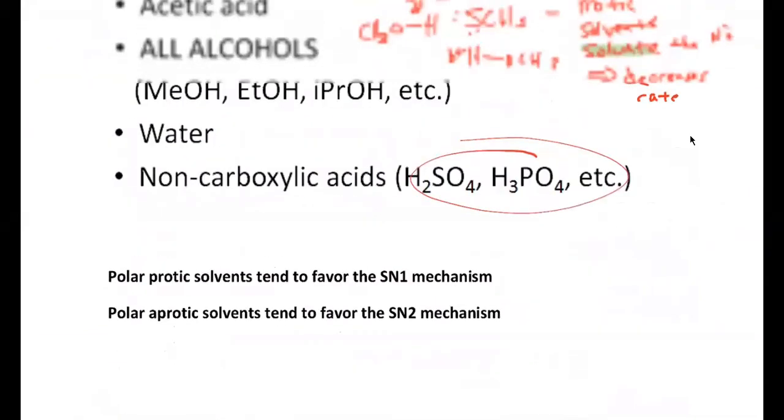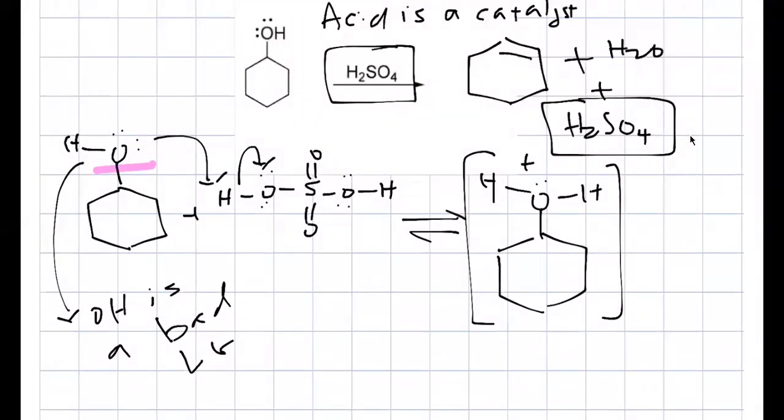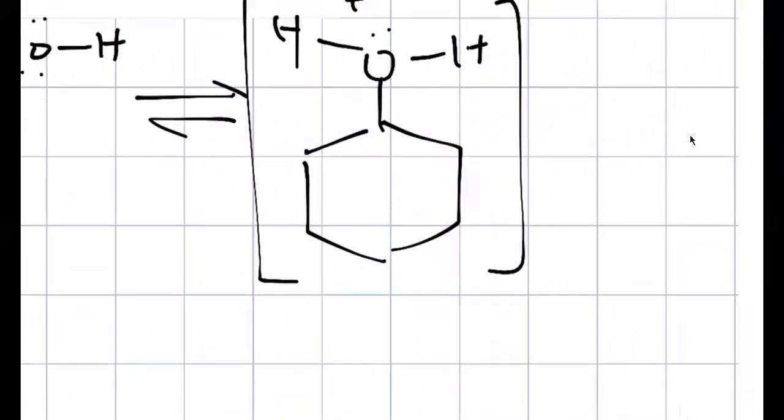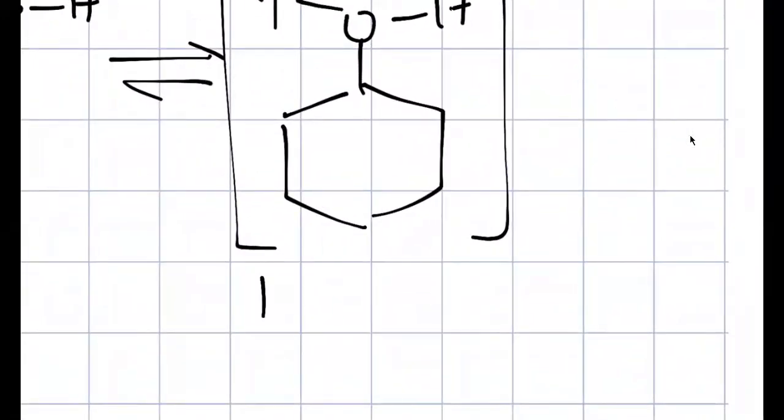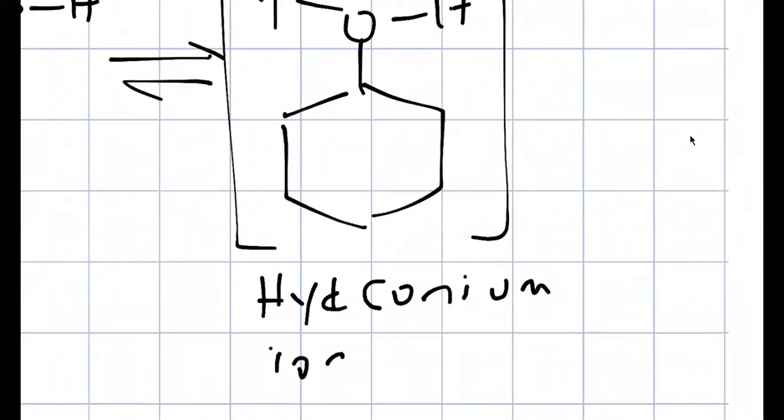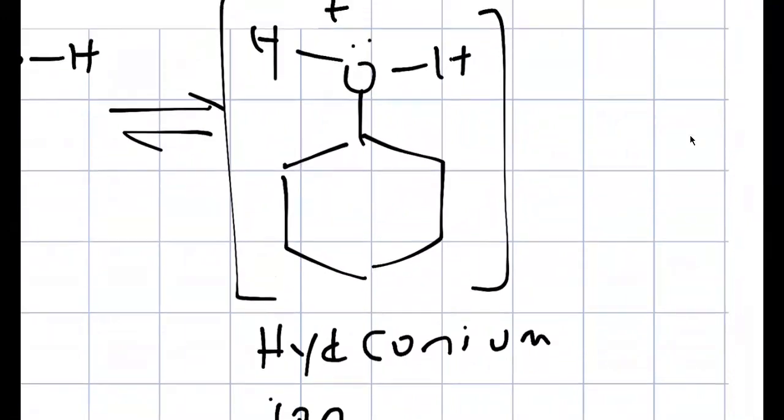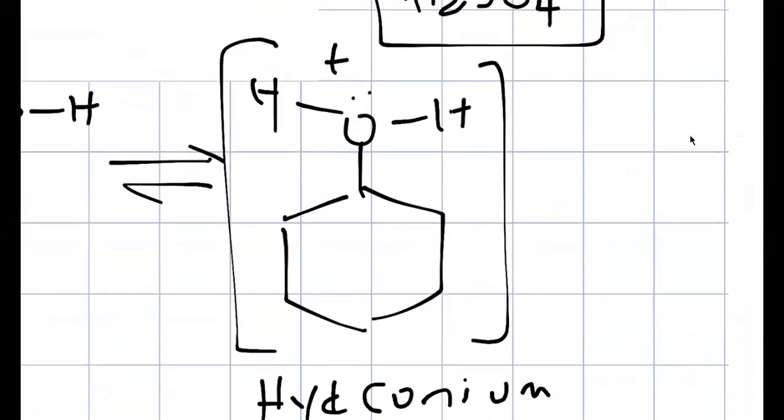So let's go back up to here. Right, so now you've got this hydronium ion intermediate. I'm going to put the name down there because that's important. And now that's ready to leave, right? Here's where you'll see the loss of your leaving group.